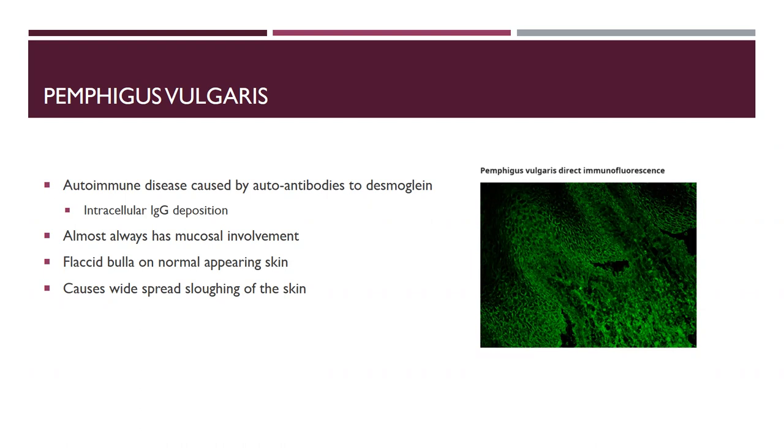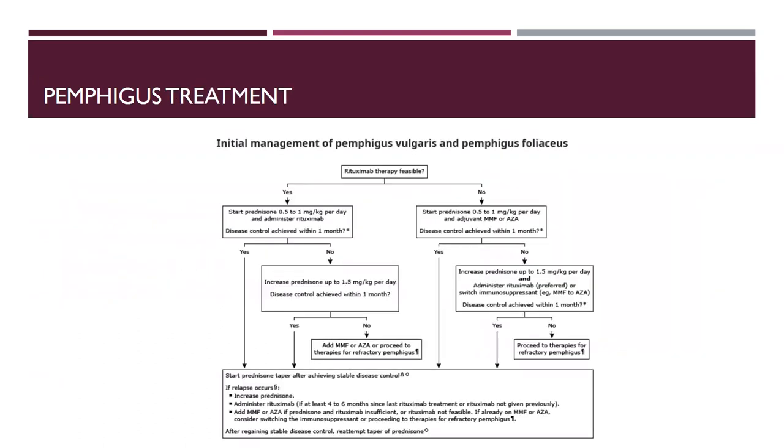So SJS and pemphigus vulgaris both have mucosal involvement. The big difference is how sick they look. So pemphigus vulgaris, they tend to have the flaccid bulla, but on very normal appearing skin otherwise. And it too can cause widespread sloughing of the skin.